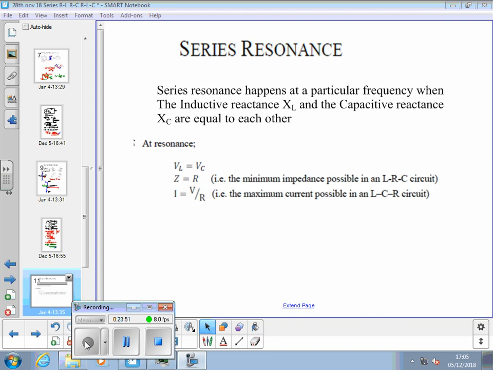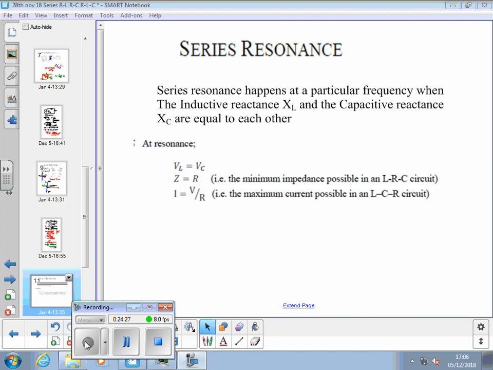They've got the same current flowing through them. Therefore, they must be equal. We're going to do some calculations in a minute to show that. The overall impedance Z will be equal to R, that's the minimum impedance possible in an LRC circuit. I'll show that graphically in a minute. And I is equal to V over R. So the current flowing is simply the voltage over the resistance, and it will be the maximum possible current in that LRC circuit.